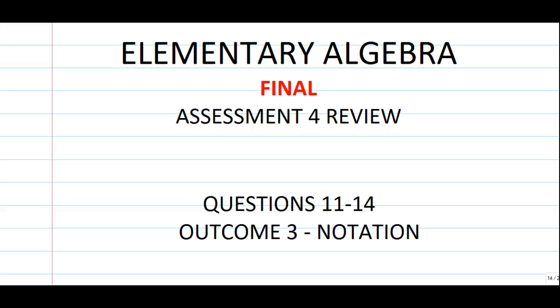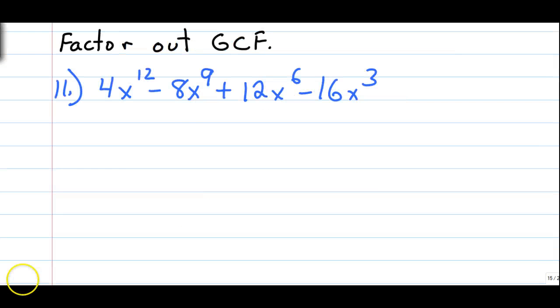Elementary Algebra, Final Assessment 4, Review, Questions 11 through 14, Outcome 3, Notation. Question number 11 reads, Factor out GCF. This stands for the greatest common factor.